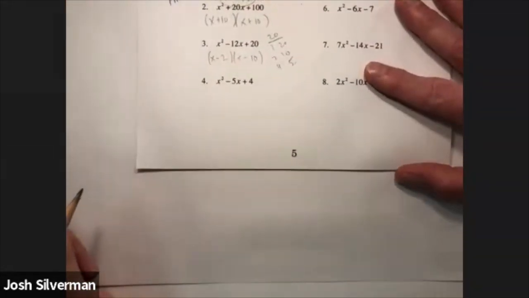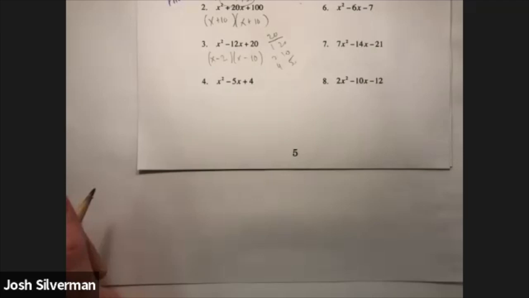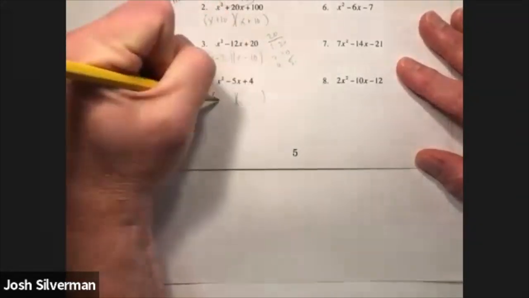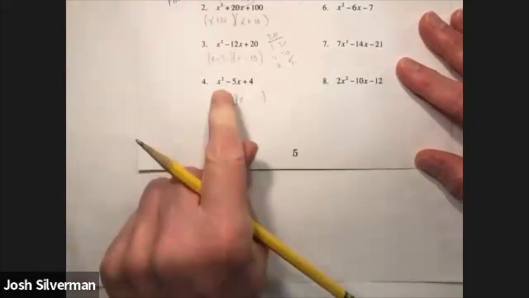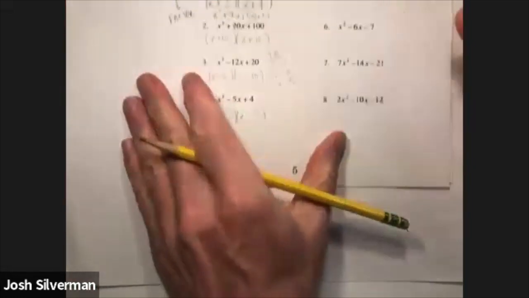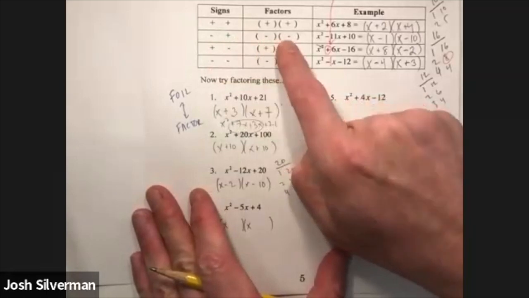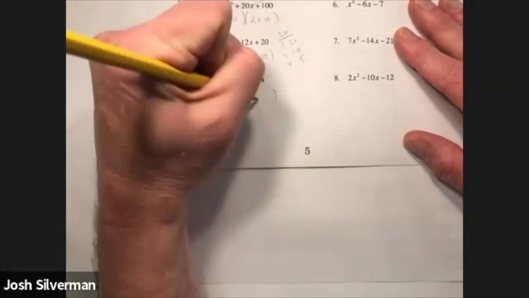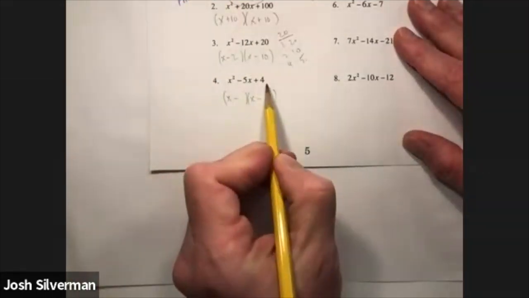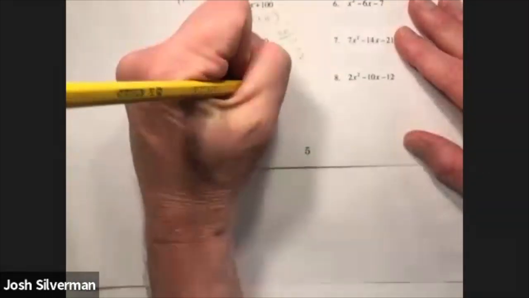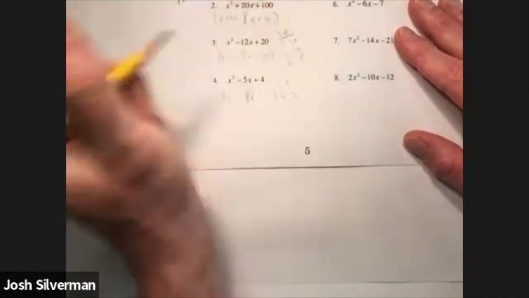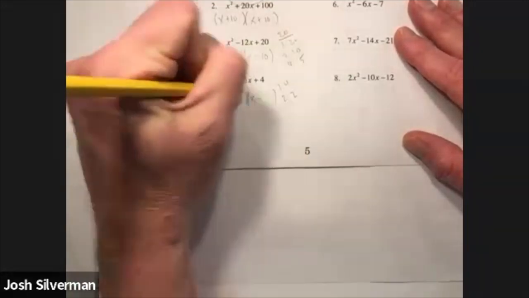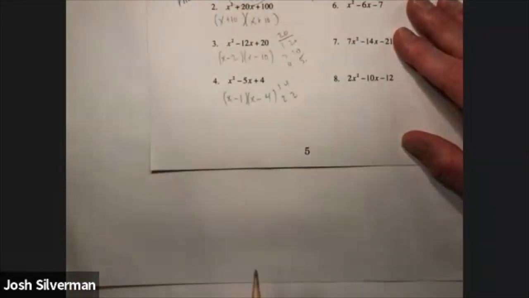Keep it going. Number 4, x and x. Minus plus, that means the factors are both minuses. So we'll put a minus in here and we'll put a minus in there. What are the factors of 4? Well, we've got 1 and 4. We've got 2 and 2. But which one of those combined to make a 5? That's going to be the 1 and the 4, not the 2 and the 2.